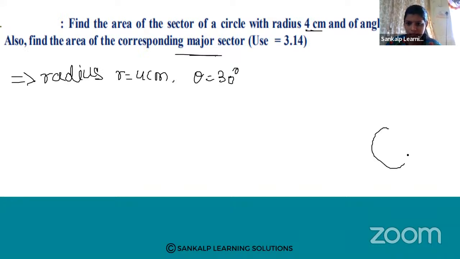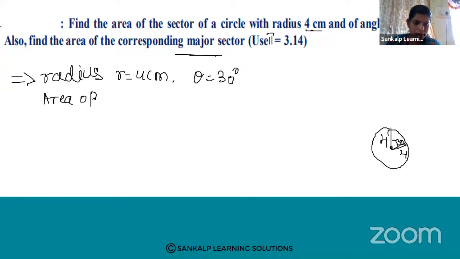So this is the circle, these are 2 radii and this is angle theta. The radius is 4 centimeter, given with the unit, and angle theta is 30 degrees. So we have to find the area of the corresponding major sector. Use pi is equal to 3.14. Now, area of the sector, we know the formula.